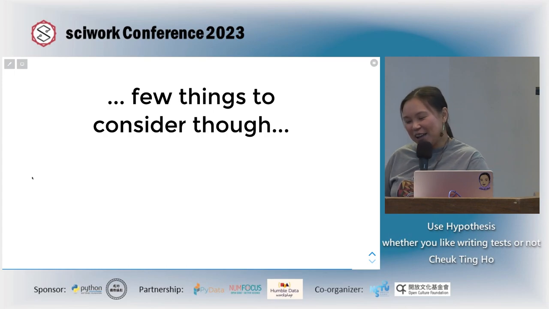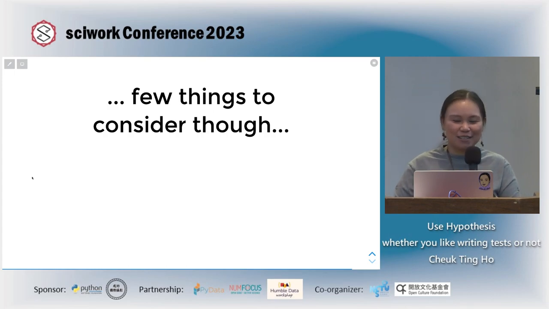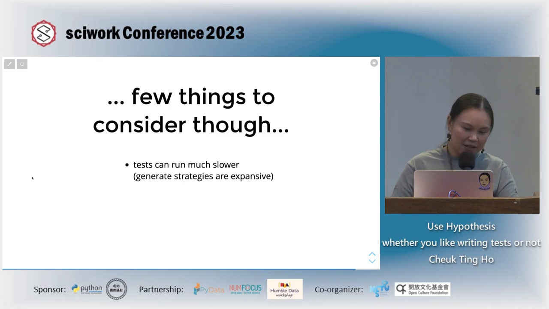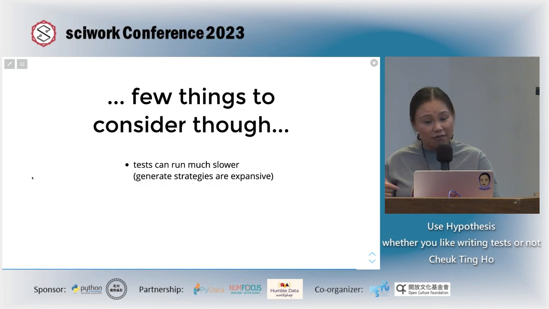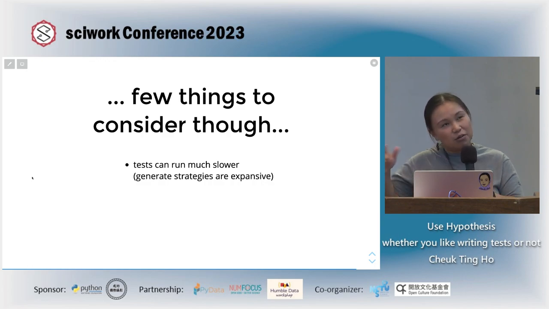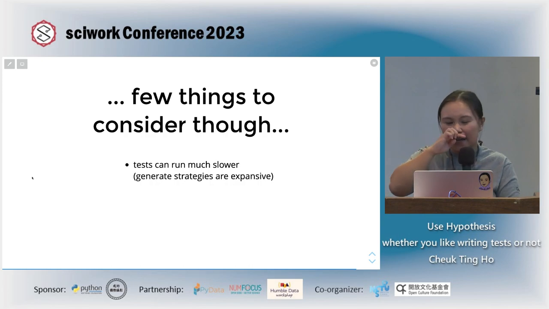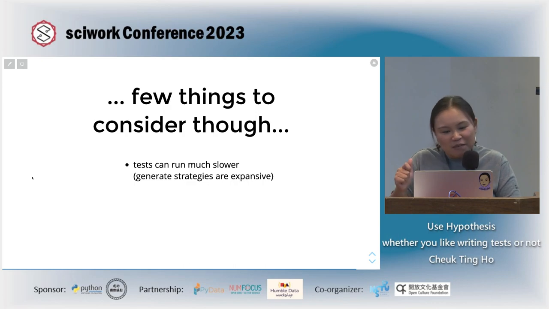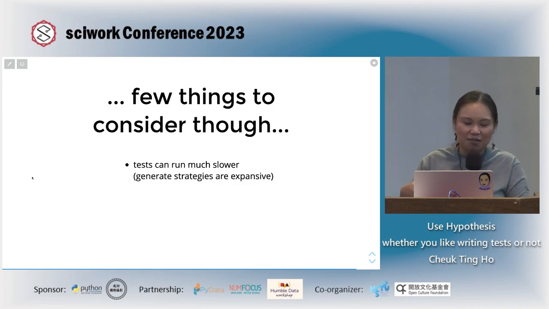So I'm kind of promoting Hypothesis, but there are a few caveats that I think it's only fair to tell you at the end. A test can actually run a bit slower. For example, if you use Ghostwriter to generate the test, it takes some time to generate the file. Now it's fast because I've already run it. There's a cache, but if you run it the first time, it may take a few seconds to maybe a minute to generate that file. If you have to generate a lot of things, then it will take some time. So be careful.